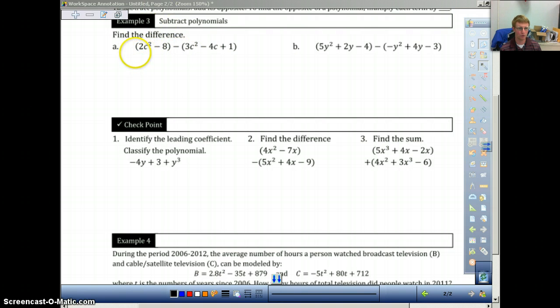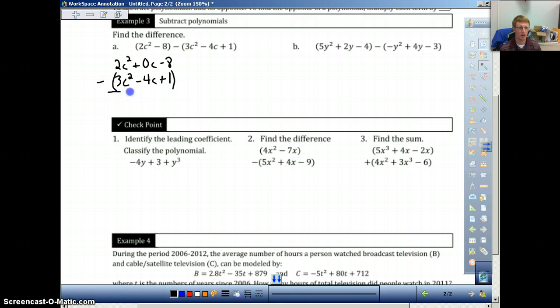And the reason why I will do this is I'm going to rewrite this to show you. Anytime I'm missing a term, I will always put 0. I've got to put a placeholder there. So I'm going to rewrite this as 2c squared plus 0c minus 8. And then right below it, I'm going to minus, and we're going to do 3c squared minus 4c plus 1. And I'm going to put this in parentheses.